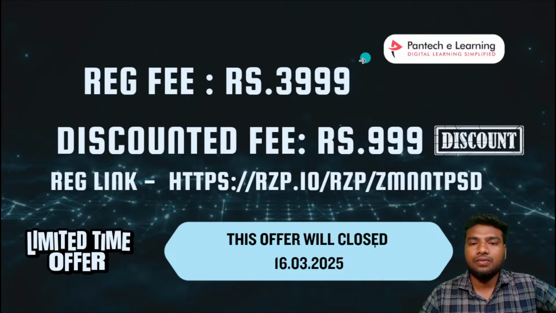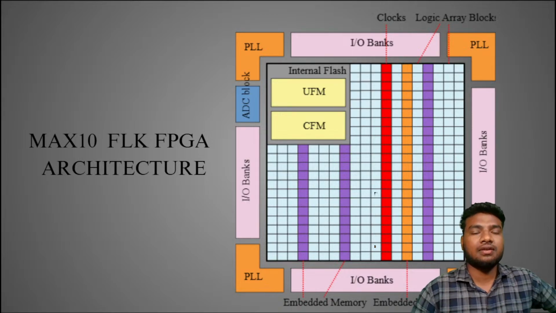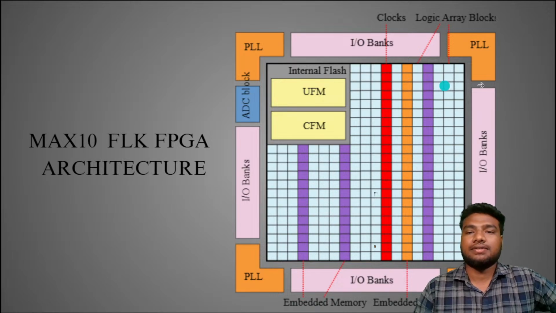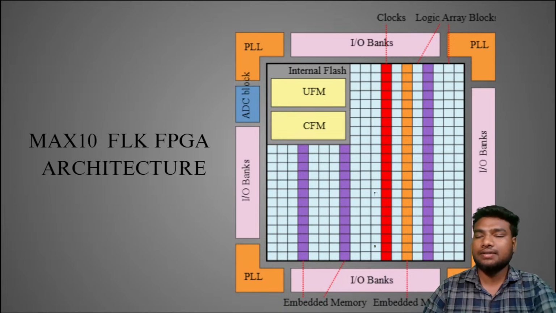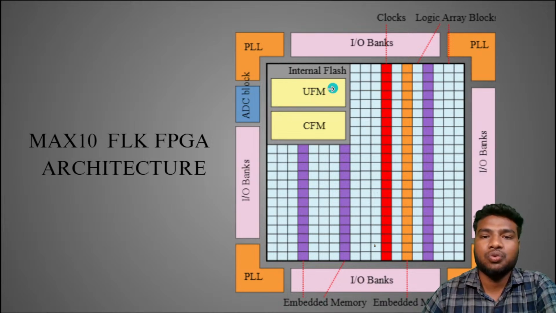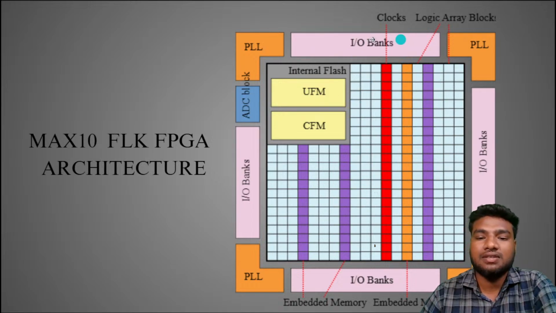So let's move to the Max 10 architecture. Yesterday we saw the Max 10 FPGA board, that green color board. It has this architecture. If you look inside the FPGA, it will look like this. It has a PLL, phase locked loop, and internal flash memory, like we said yesterday, UFM and CFM: user flash memory and configuration flash memory. These two memories are inside the FPGA. These are the logic blocks in the Max 10 FPGA.